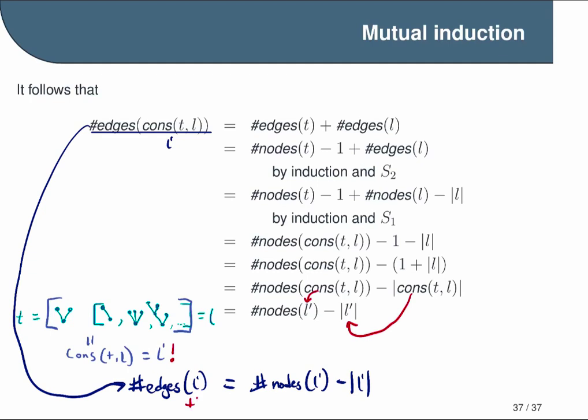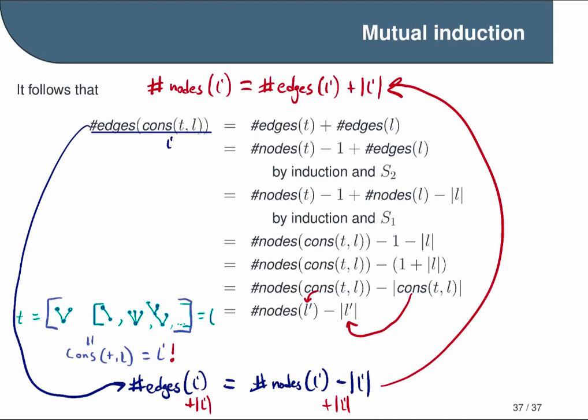Finally, all we have to do is a little bit of arithmetic manipulation. We add the length of L prime to both sides, and we get exactly the statement S sub 1 that we're trying to prove. And so now that we've shown that both S sub 1 and S sub 2 are true, we have completed our proof by mutual induction of this theorem.